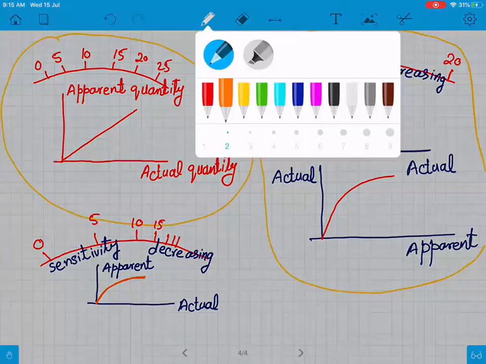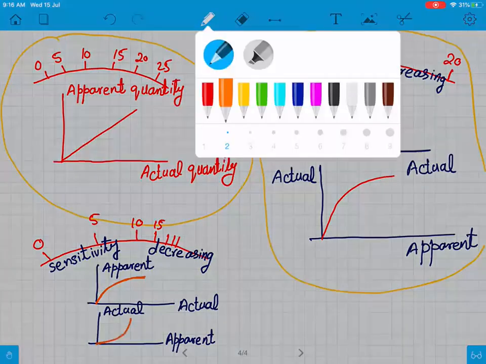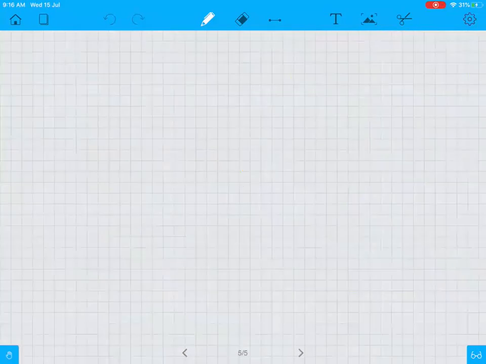And if the axes are changed, if apparent is on the x-axis and actual is on the y-axis, still the graph would be the same, away from the apparent axis. So this third example is when the sensitivity is decreasing. Uniform sensitivity, straight line graph. Sensitivity increasing, towards the apparent axis. Sensitivity decreasing, away from the apparent axis. Simple as that. Now let's see examples of some voltmeters and their calibration curves.